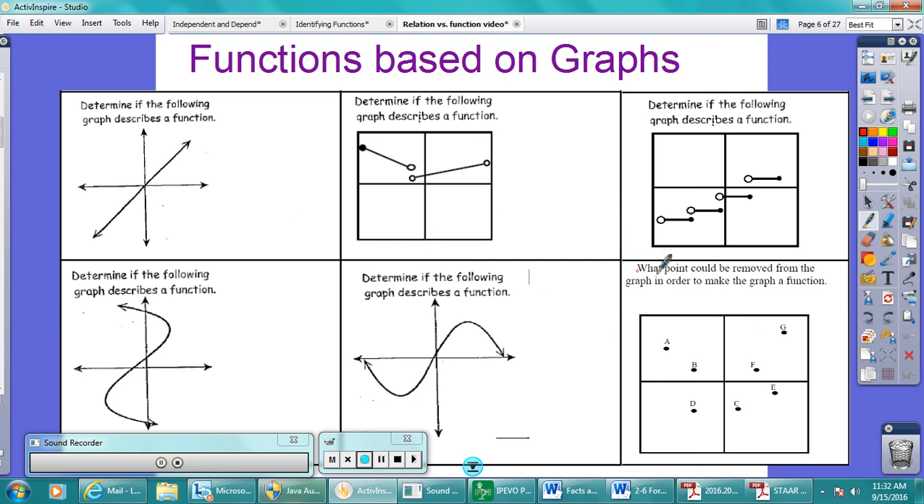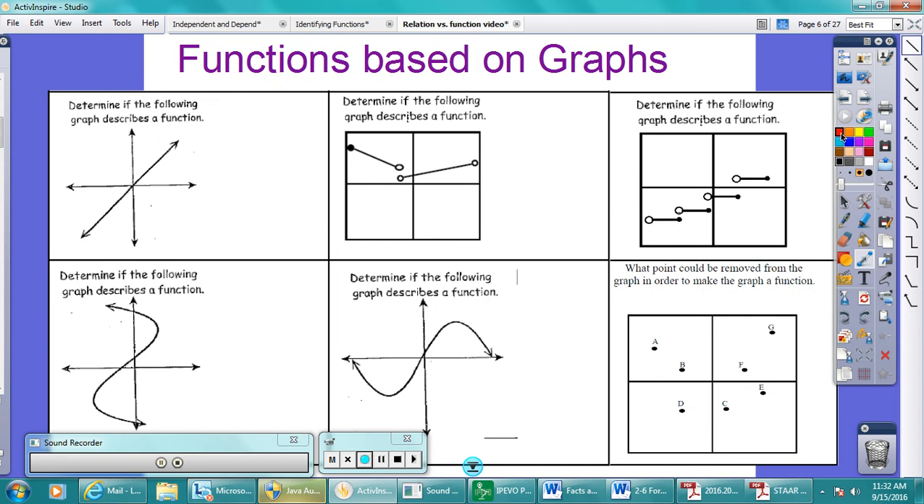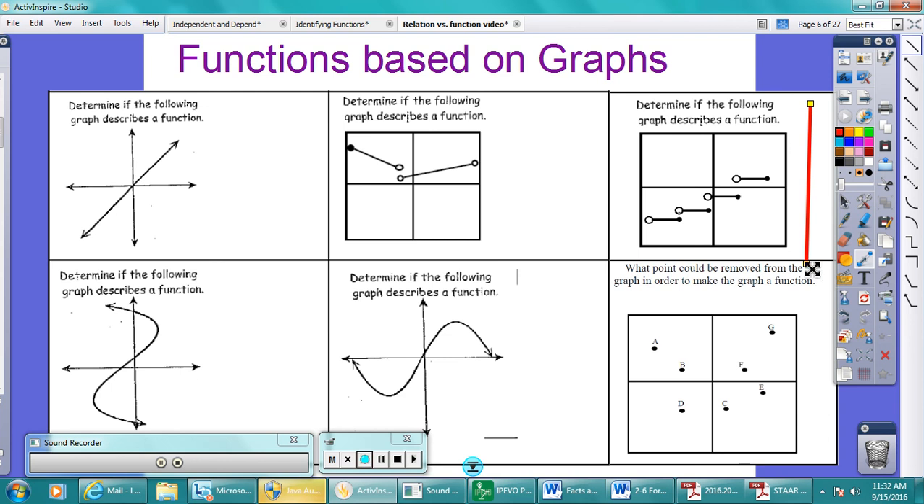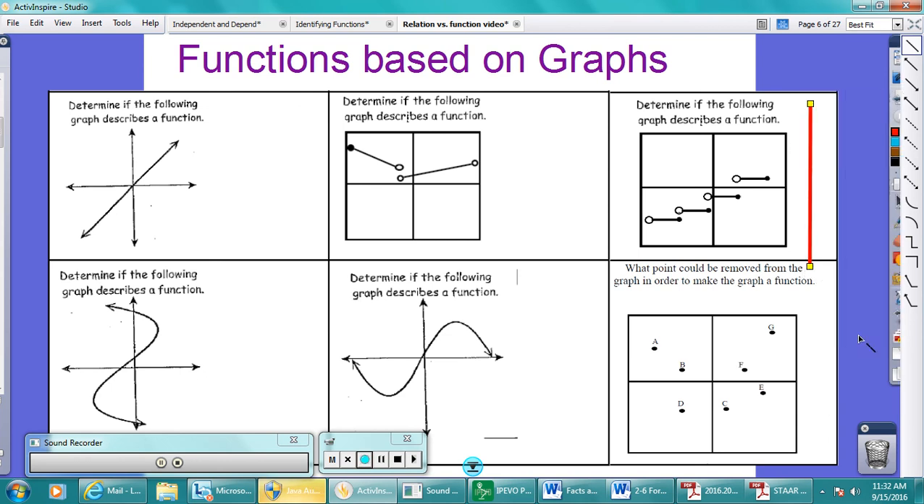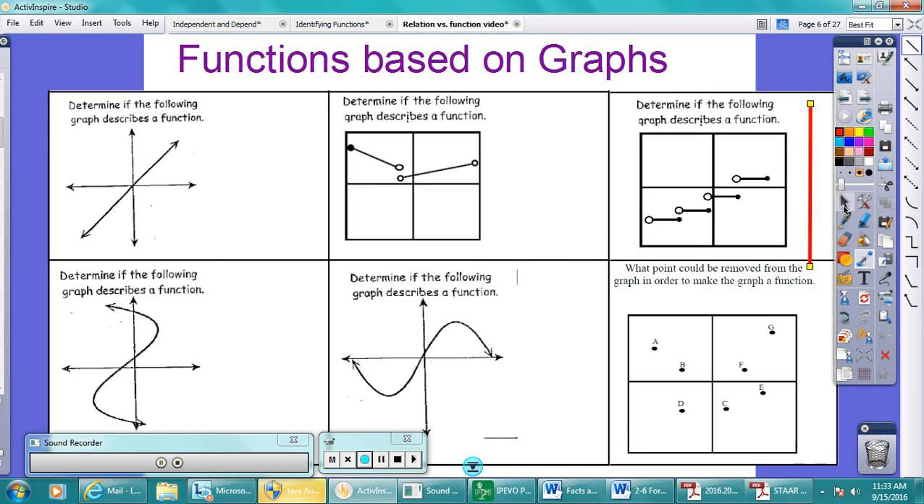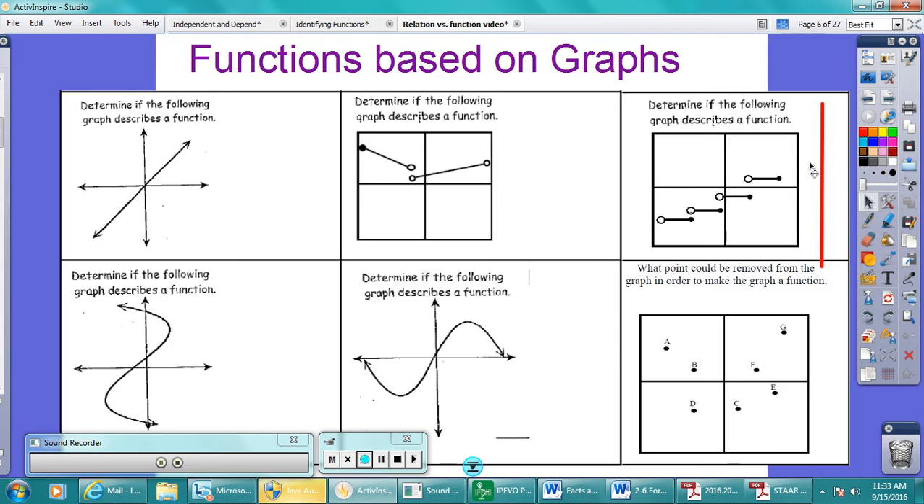So now let's look at some graphs. Okay, here's where it's going to get fun. This is what I like. Okay, I'm going to draw a line, and I hope this is straight. All right, there it is. This is my vertical line, okay? Now, the last test said it needed to pass the vertical line test, okay?